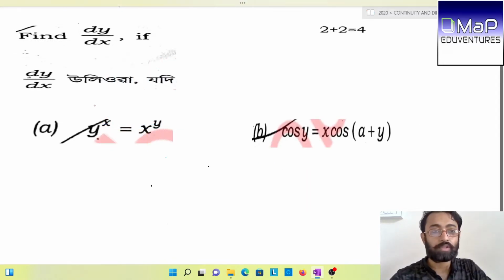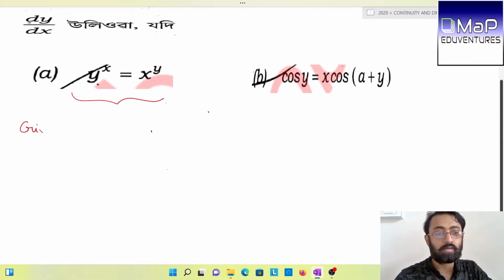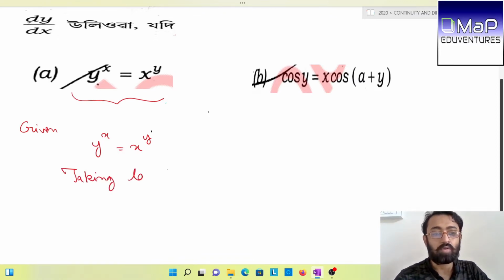Okay, so our first question, find dy by dx if y to the power x equals x to the power y. Ekdom simple exercise or question hoy, exercise 5.5. Okay, so let us write given. Alright, so yaar ki hobo, this is variable to the power variable form. Hoy na, so yaar log lo hoi lai.